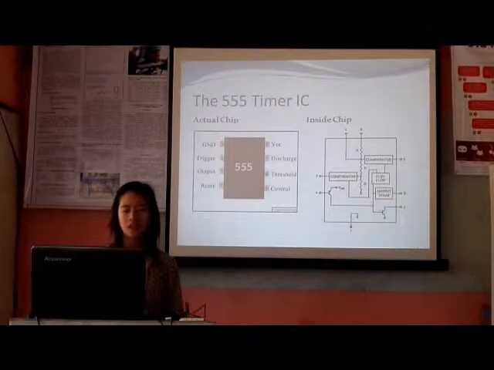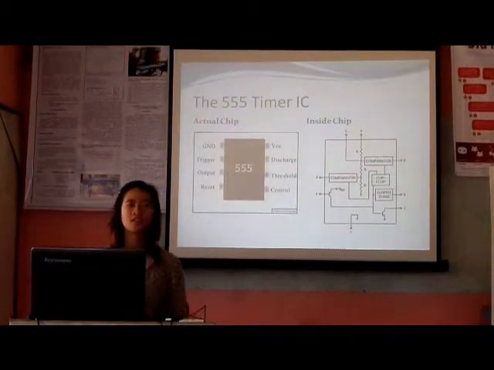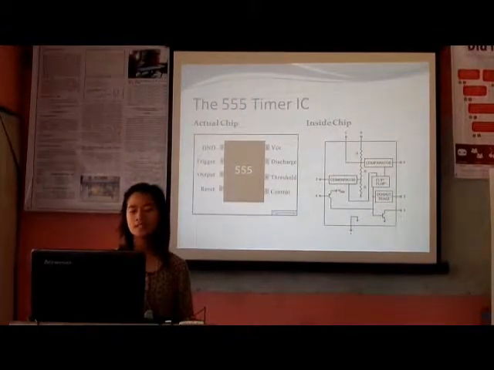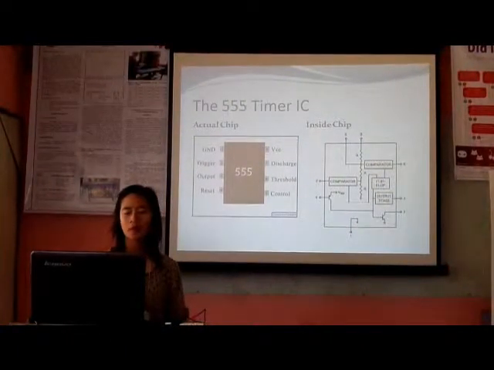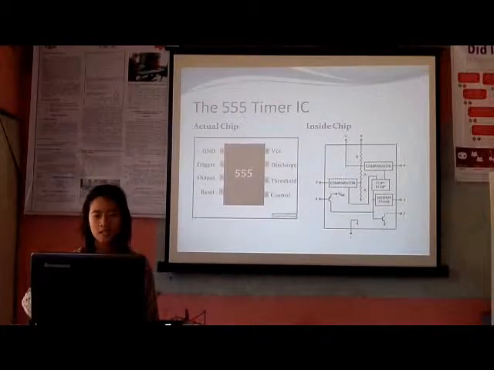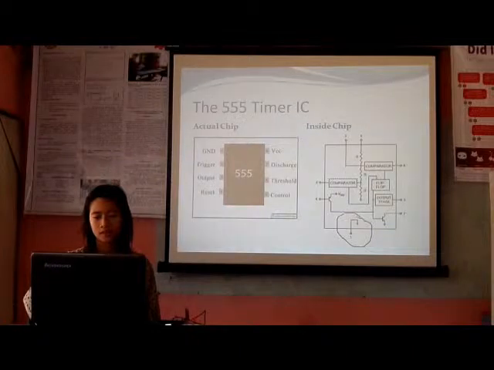The first pin is the ground. The ground is connected to the 0-volt supply and it is commonly called the negative rail or earth rail. And this is the symbol for ground.